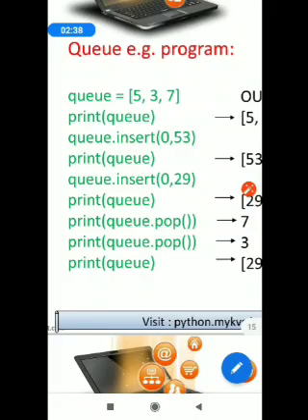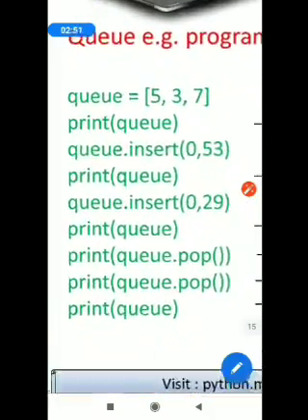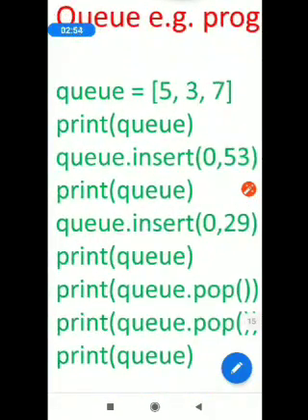As in your syllabus, Q and stack both are to be implemented by using list data structure. So if it is list, we must create a sample list here. I have taken a list with name Q, and I have entered some sample elements into it: 5, 3 and 7. Then I want to print that Q, so I am writing print Q simply.